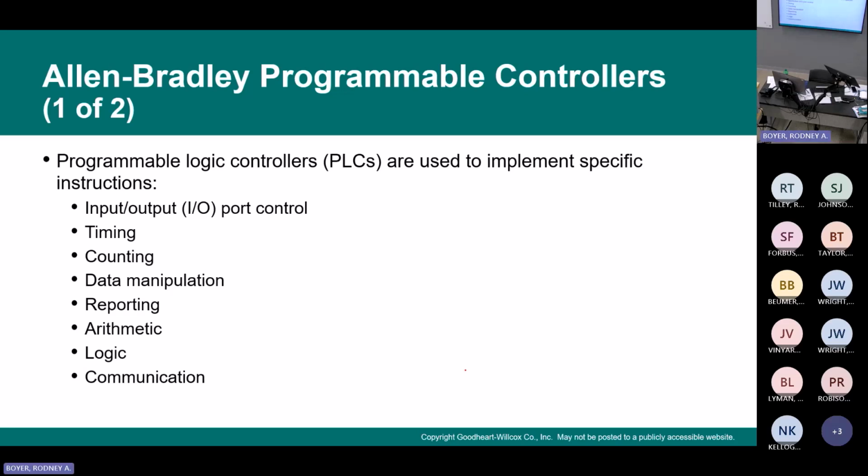Data manipulation, that's a little drawn out explanation. We're not worried about it right now anyway. We'll get to it later. Reporting, we won't get to it at all. Arithmetic functions: add, subtract, multiply, divide. Logic: and, or, not, that sort of thing. And communication, which is how the controller communicates with other electronic devices, whether it be your PC, your touch screen, whatever, other PLCs.